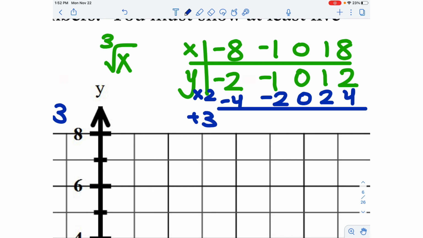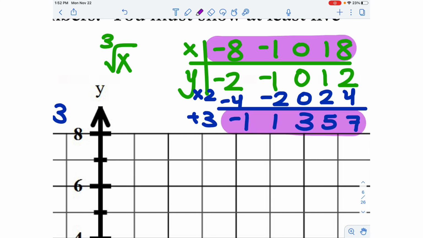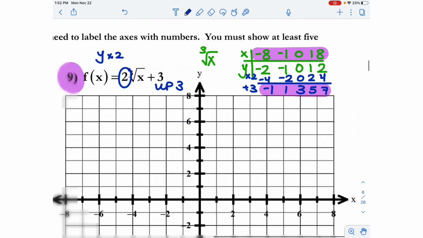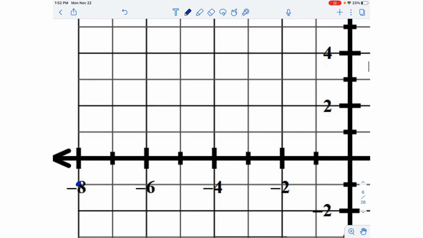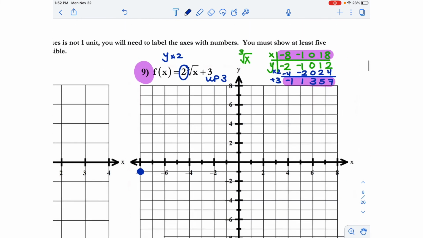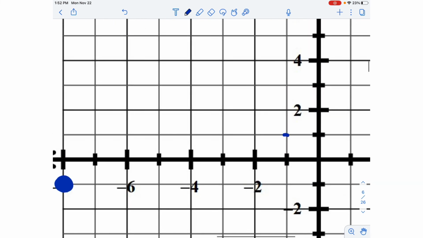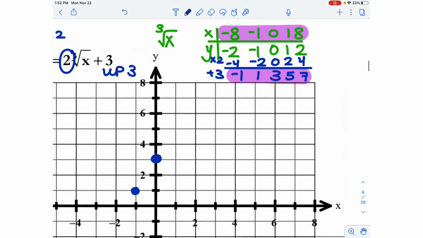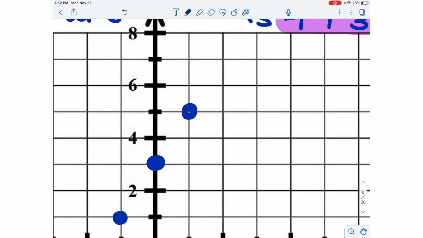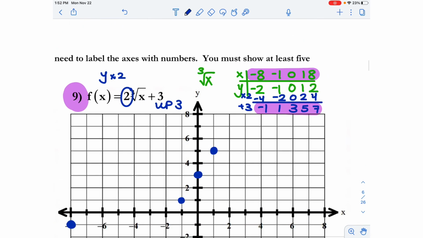So -4 plus 3 is -1. -2 plus 3 is 1. 0 plus 3 is 3. And 2 plus 3 is 5, and 4 plus 3 is 7. So these are my new y values. And my x values, nothing changed. So I'm just going to plot these points. So -8 is at -1. -1 is at 1. 0, 3. 1, 5. And finally, 8, 7.